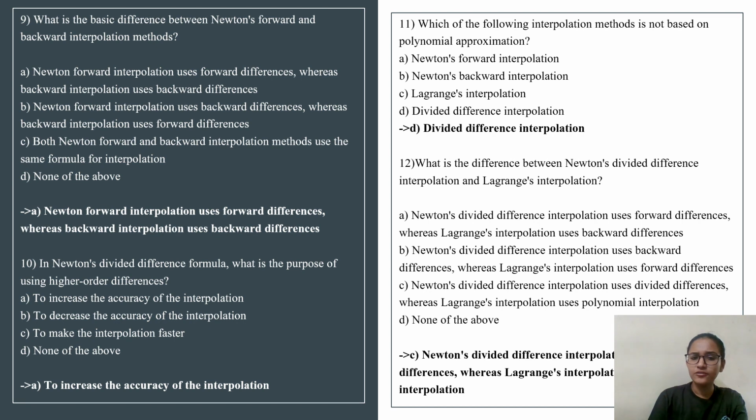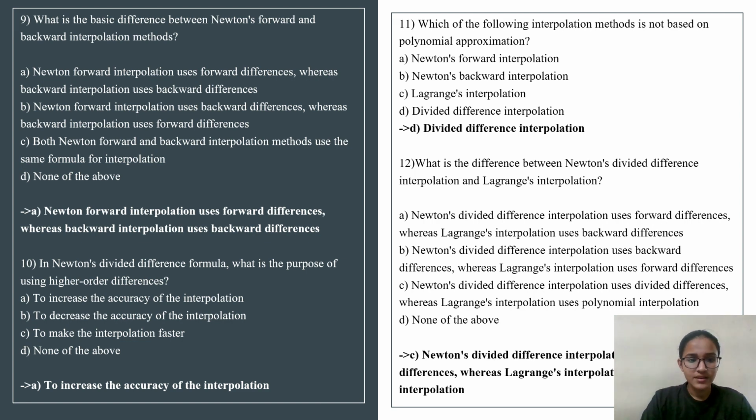The next question asks, what is the basic difference between Newton forward and backward interpolation? We know that Newton forward interpolation uses forward differences, that is the forward difference operator, whereas in backward interpolation we will be using the backward difference operator, that is backward differences. So option A is the correct answer.